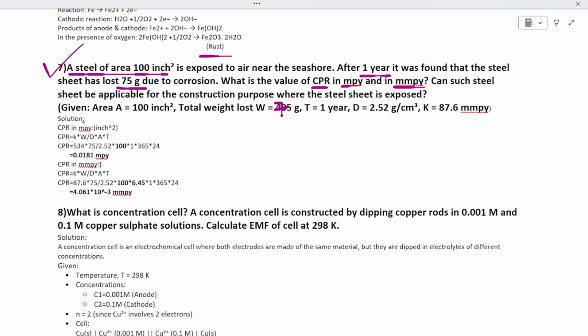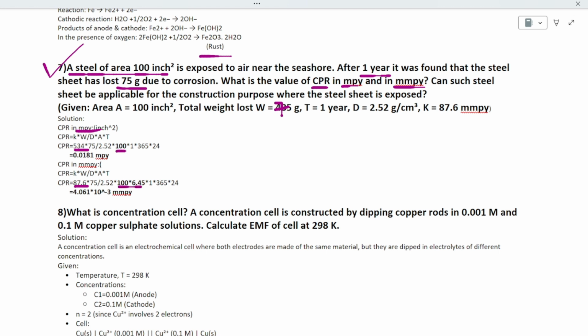First we will solve for MPY. For MPY we will take area in inch square only, and for MMPY the K value will be 87.6 as we can see here, and for MPY it will be 534. You should remember both values. MMPY means millimeter per year, as we saw, and MPY means mils per year. Next, the W value is the same, they have given the weight loss, and D is also the same. Density is given in gram per centimeter cube, so you can take that. Area is in inch square, so take it as it is.